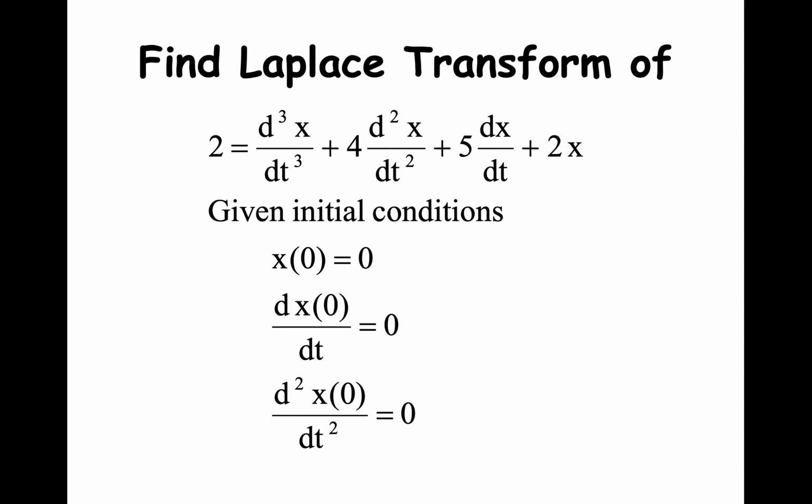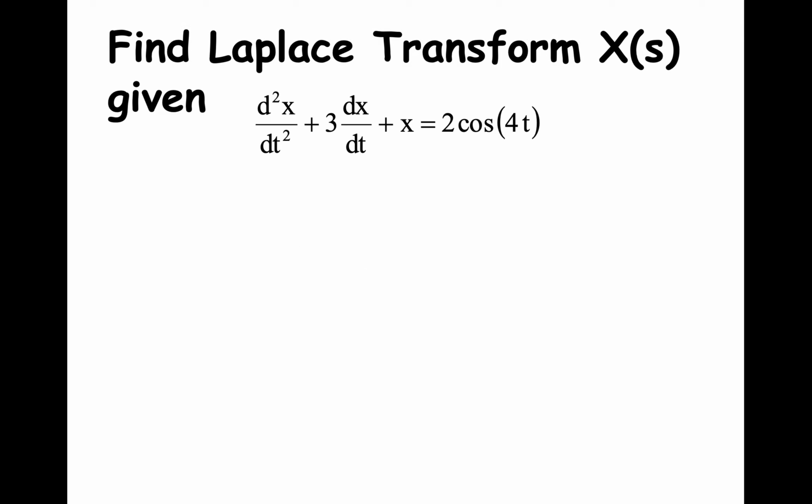So here we have a third example. In this example, we have derivatives in the expression. As before, we will transform the equation term by term. When we take Laplace transforms of equations with derivatives, we need initial conditions at time t equals 0. In this case, they are all equal to 0. That will not always be the case.